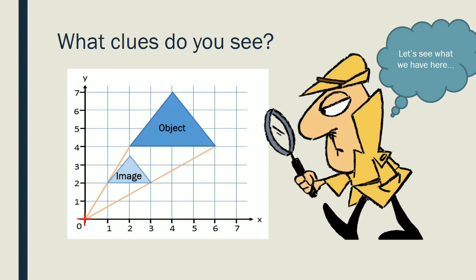Let's take a look at another diagram. Here, we're asked to focus on the origin 0, 0, where X marks the spot. What are your observations? If you said any of the following, you are on the right path. Both triangles are similar. Corresponding lengths are proportional. The distance from the origin to each point on the image is a multiple of the distance from the origin to each point on the object.